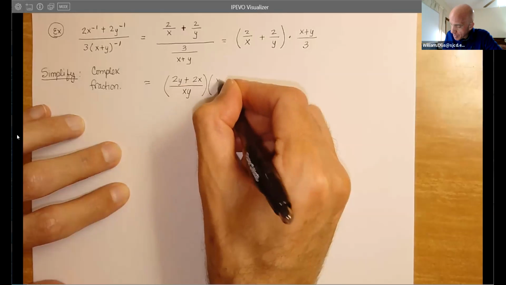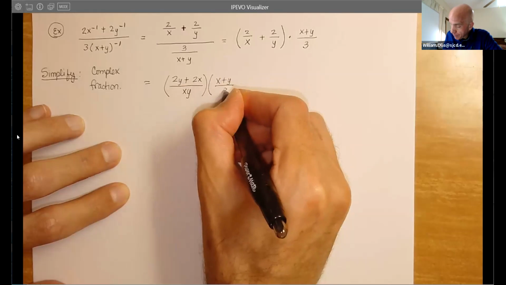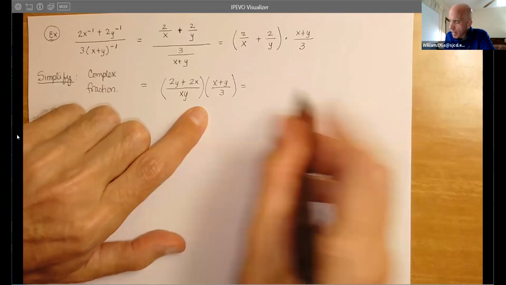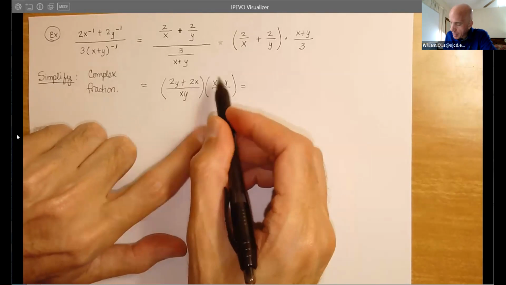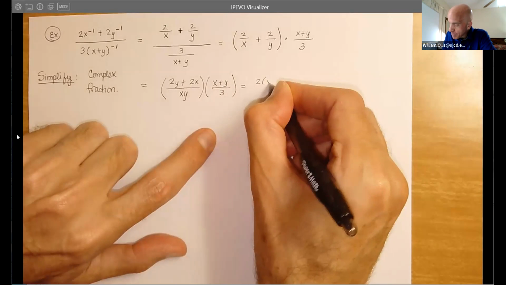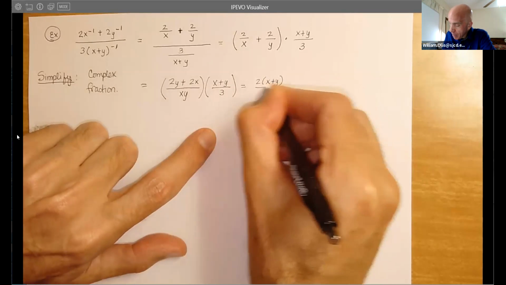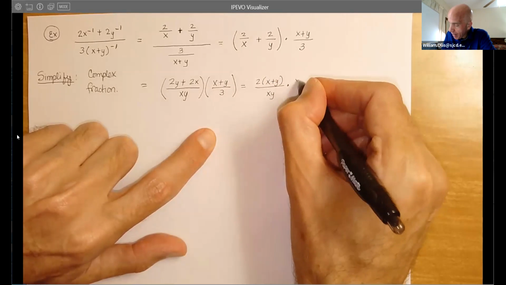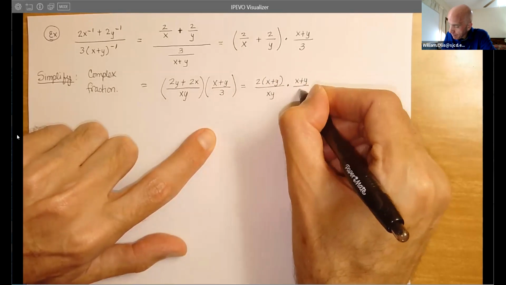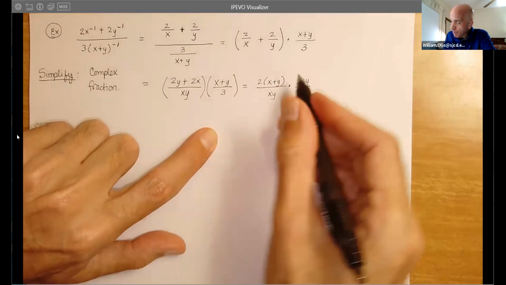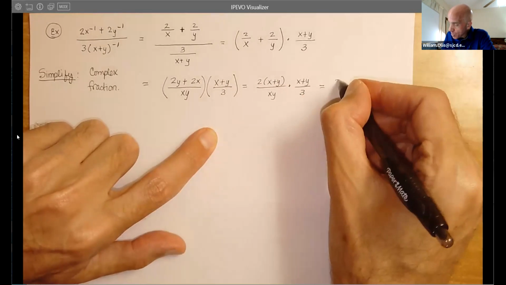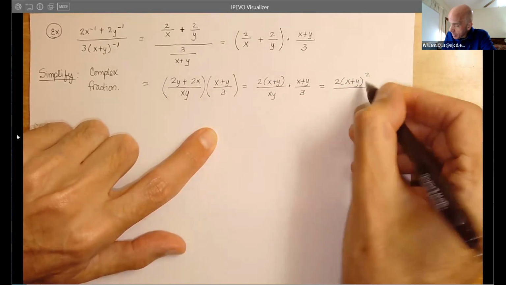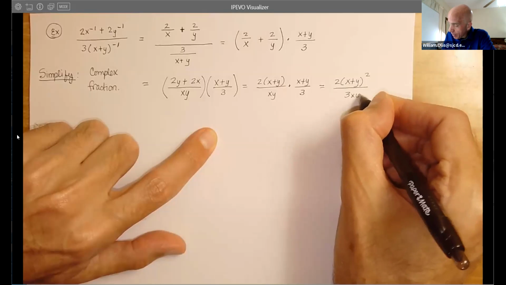And now I'll just use parentheses, x plus y over 3. Now, when you look at this, you're thinking, okay, well, I've got a 2 common to both of these, so I'm going to say 2 times x plus y divided by xy. I'll use a little dot now, just mix and match. It's the same thing. And note we have two copies of the x plus y. So this will give us 2 times x plus y, quantity squared, divided by 3 times xy.